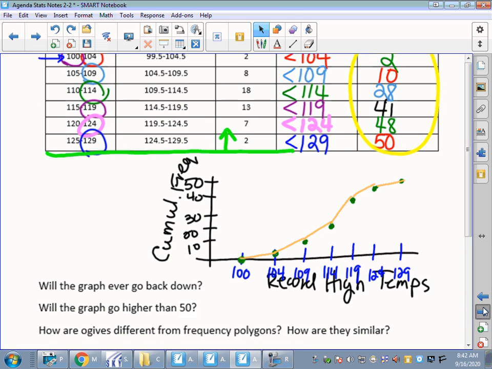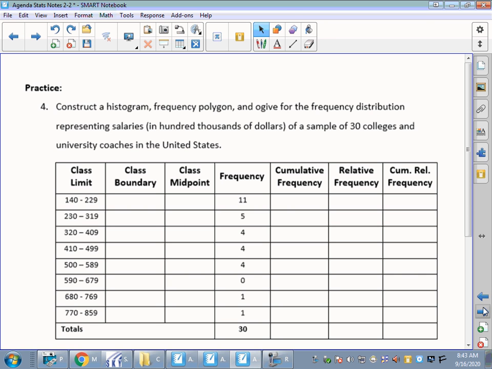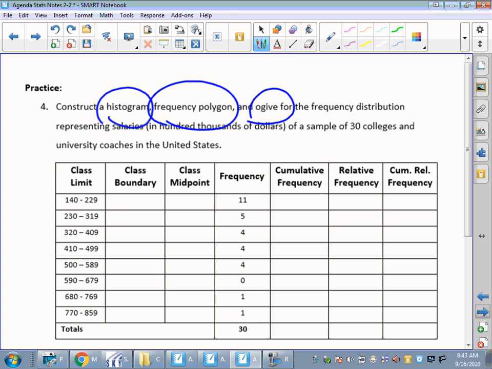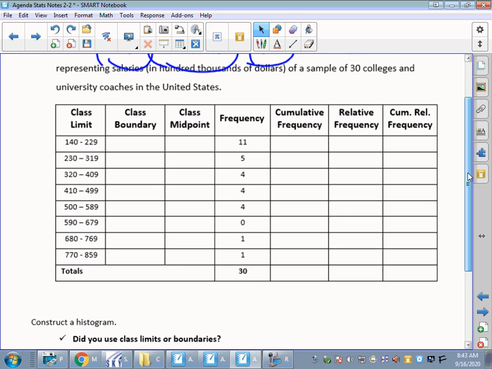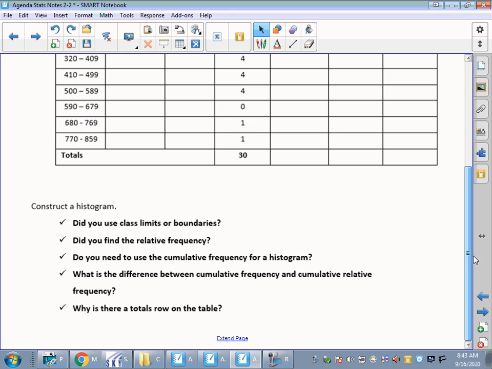All right. So what I would like to do is have you construct a histogram, a frequency polygon, and an ogive. I give you all the information, the class limits and the frequencies. You've got to find the boundaries, the midpoints, cumulative frequency, relative frequency, all those kinds of things. Notice that there are 30 pieces of data, so that should give you a little clue. And then I give on each part a little questions to ask. So construct a histogram here and make sure that you're looking at those things.